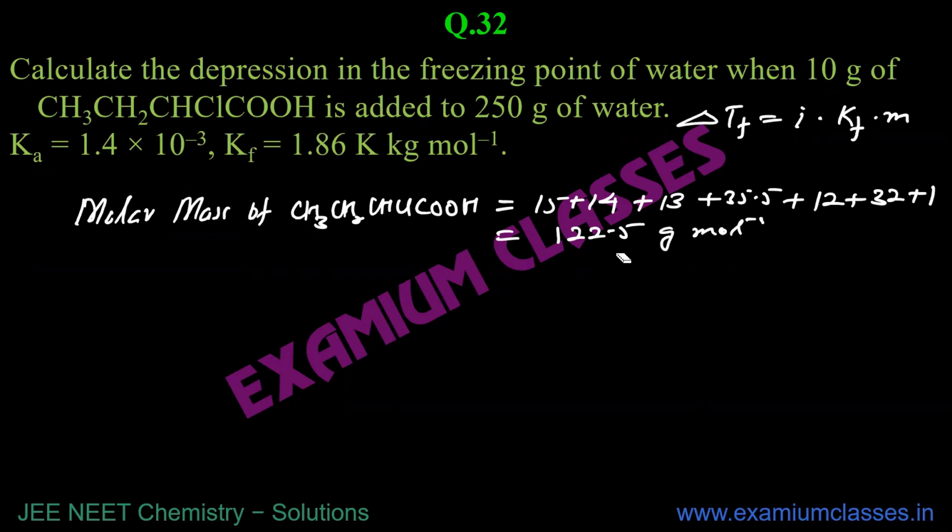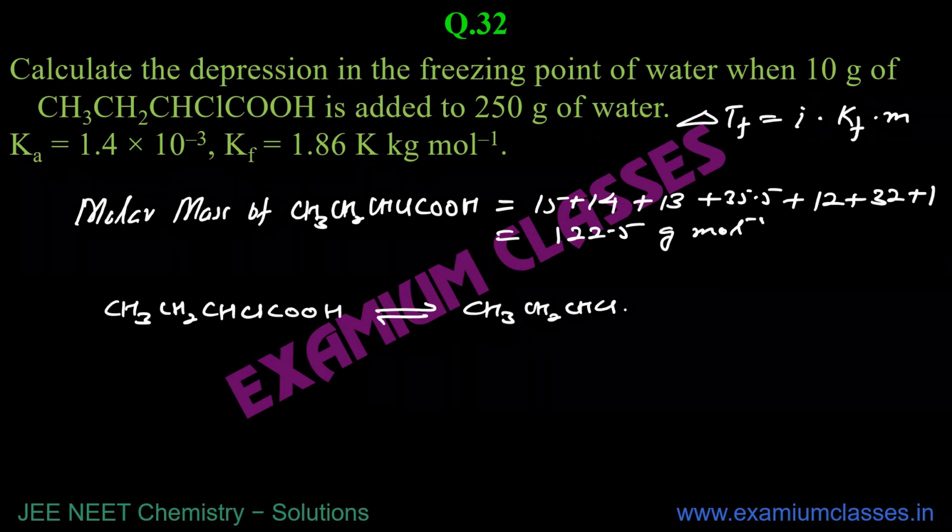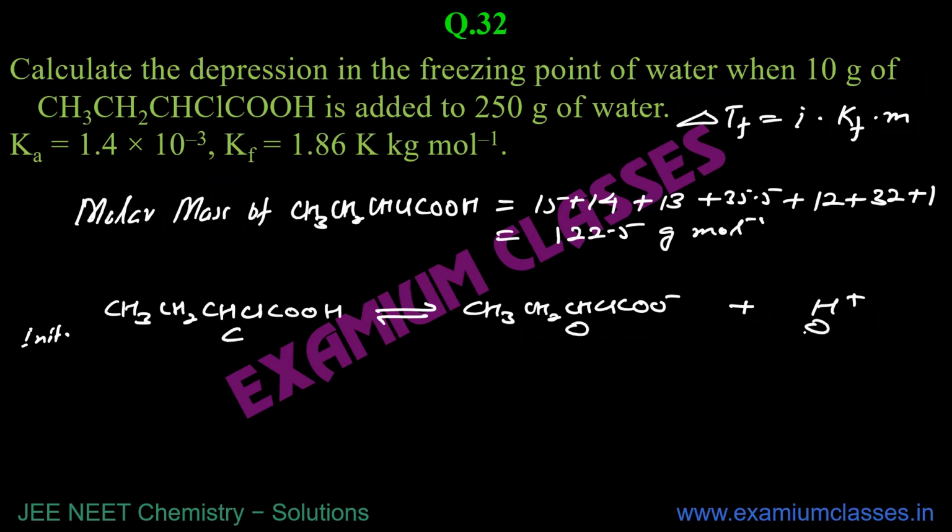But how do we calculate the value of I? To calculate the value of I, you will write the dissociation. So you will say, okay, CH3CH2CHClCOOH will get dissociated into CH3CH2CHClCOO minus plus H plus. This will be the case. So if initially this is C, this will be 0, this will be 0. So the total number of moles initially will be C plus 0, which means total C.